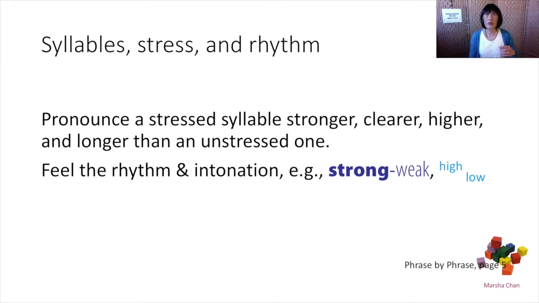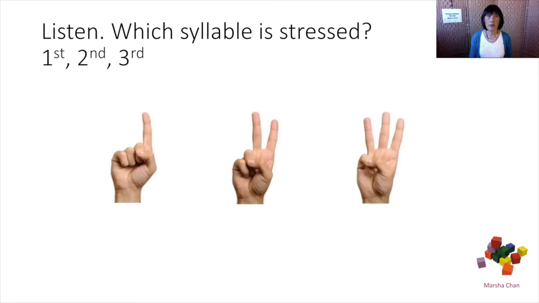For example, strong, weak, strong, weak, strong, weak. High, low, high, low, high, low. We can train our ears to hear the difference between high and low, between strong and weak. We can hear those. We can also begin to put that more into our speech. So for this exercise, all you have to do is listen and determine which syllable is stressed.